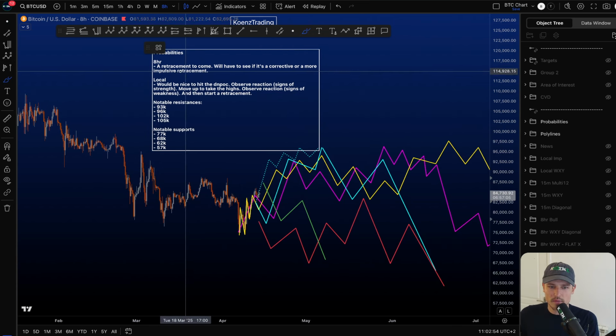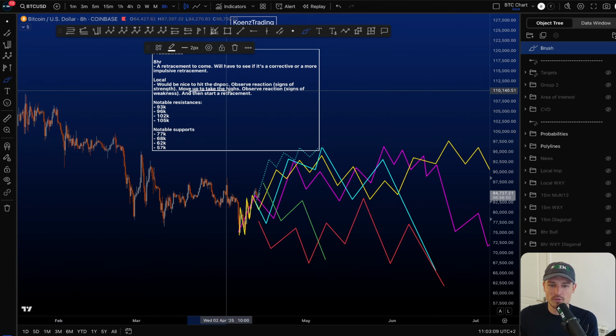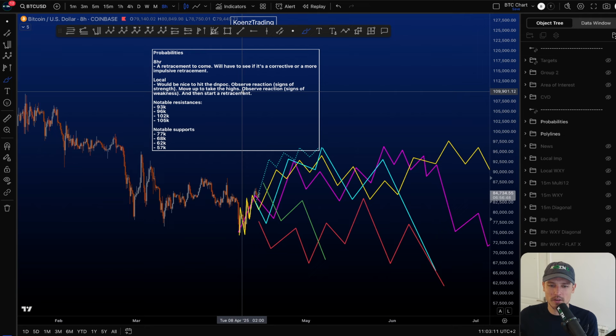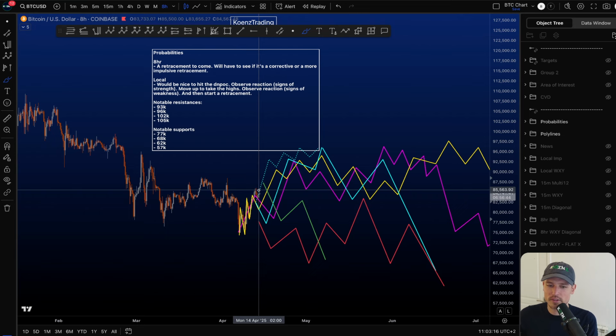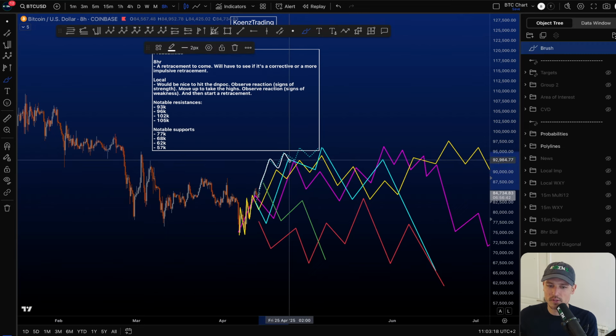So on the 8-hour time frame, the probabilities are higher. A retracement comes, and we'll have to see if it's corrective or more impulsive. But locally, probabilities are higher, or at least here I say it would be nice to hit that daily naked point of control. Observe the reaction, signs of strength. Move up to take the highs, something we've been keeping an eye on now. Observe the reaction after we take the highs because there's always the potential of impulsive continuation.